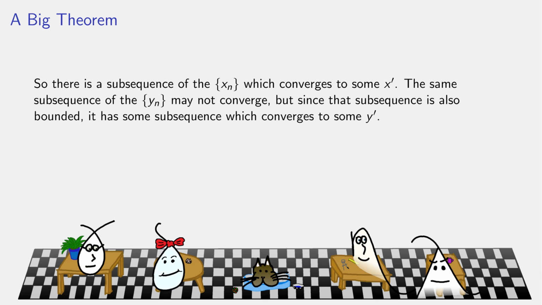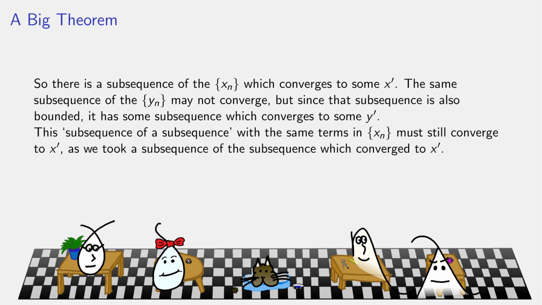So there's a subsequence of the xn which converges because of Bolzano-Weierstrass. If xn is bounded, it has a converging subsequence. Now, if I just look at the same subsequence of the yns, those might not converge. But the yns were bounded, and therefore this subsequence is bounded, so it has a subsequence which converges. So from the original sequence of xn's and yns, pass to a subsequence where the xn's converge. Now on this subsequence, pass to a new subsequence on which the yns also converge.